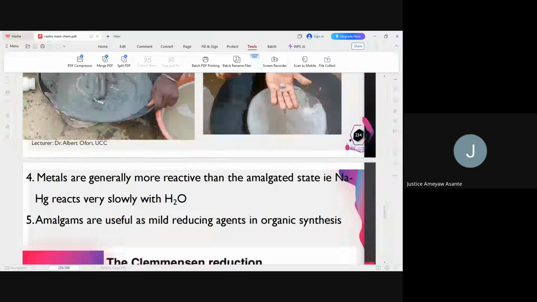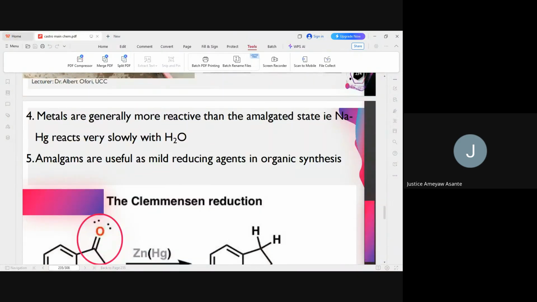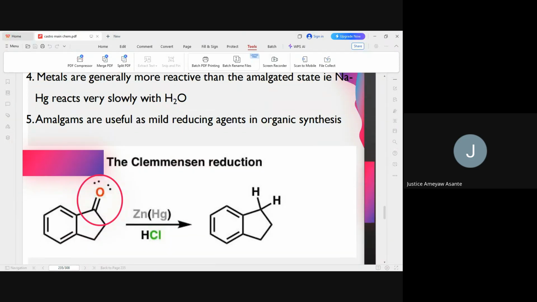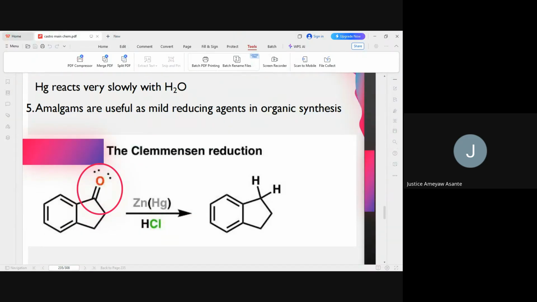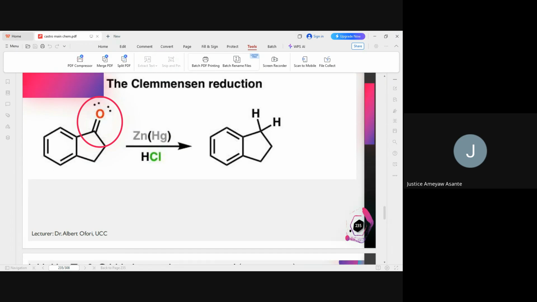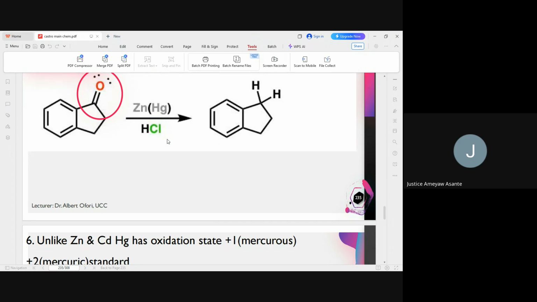Metals are generally more reactive than in their amalgamated states, as in sodium. Mercury reacts with sodium, with water. Amalgams are useful as mild reducing agents in organic synthesis. Example, Clemmensen reduction. So in organic chemistry we see this. Clemmensen reduction is zinc amalgamated with mercury, in the presence of HCl.